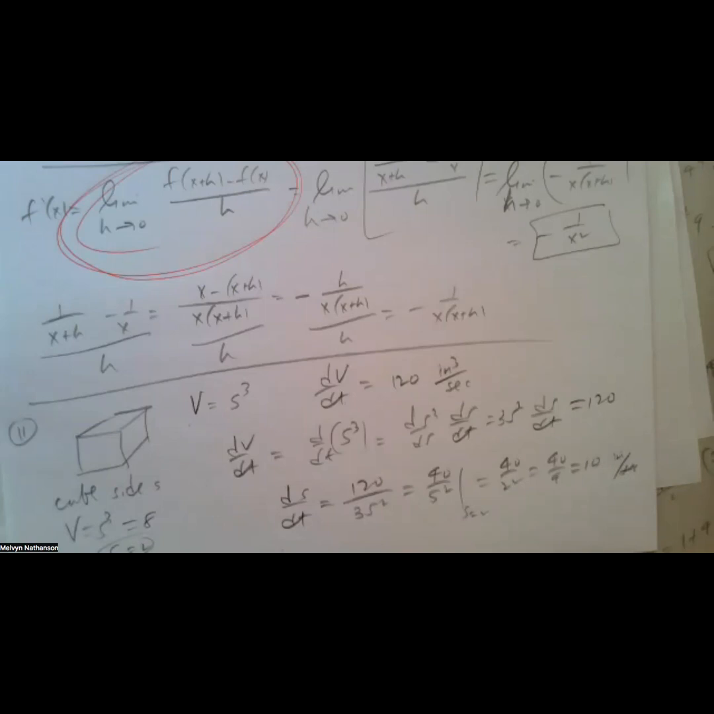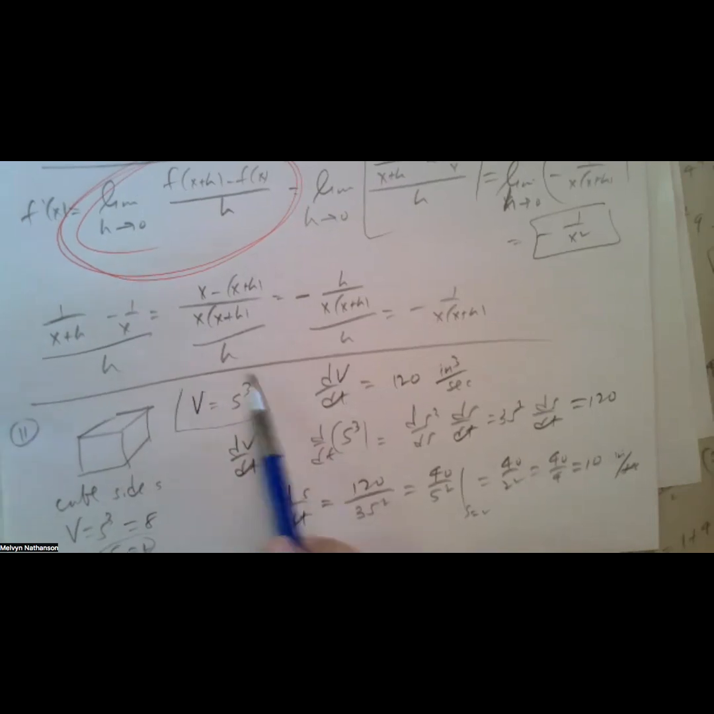So this is a related rate problem. The volume and the side of a cube are related by this equation. So dV dt is 3s squared ds dt. So if you know dV dt, you know ds dt, and conversely.